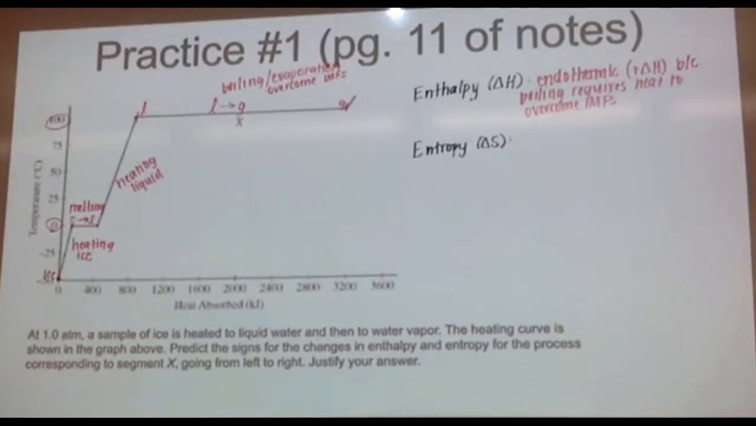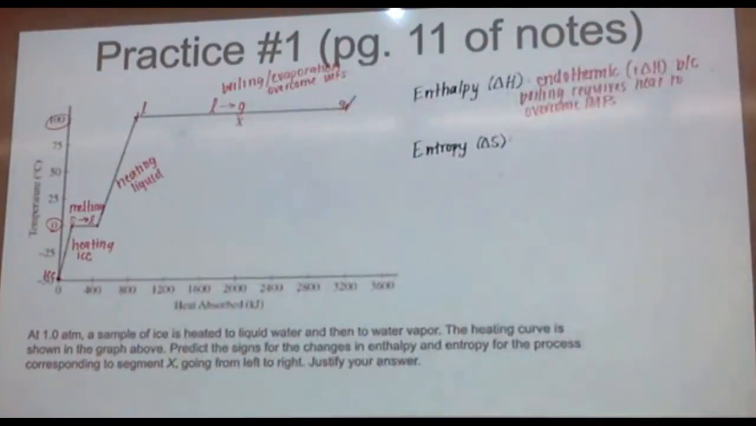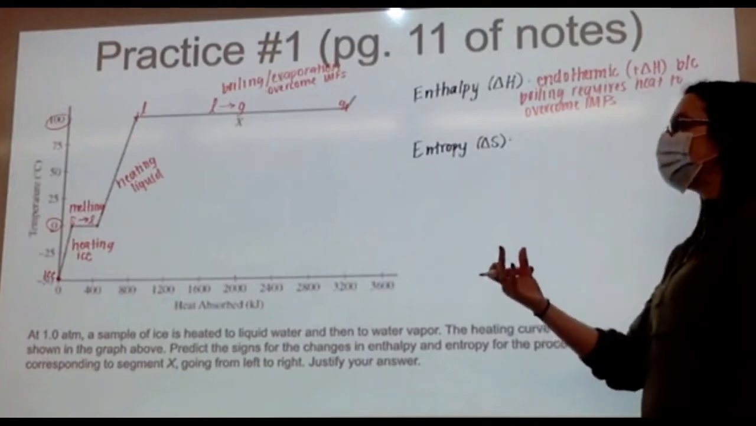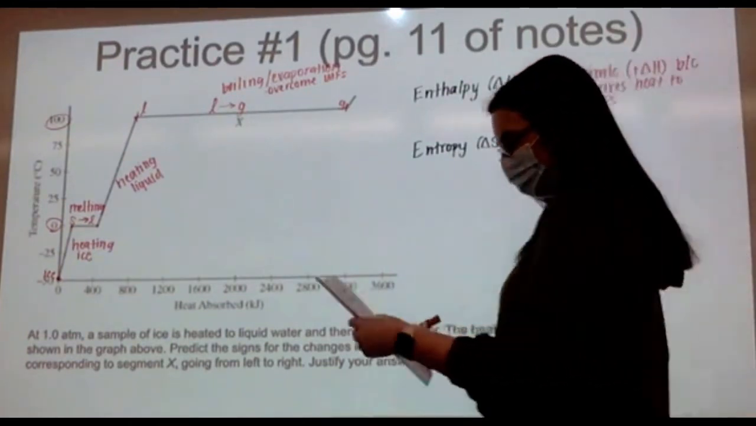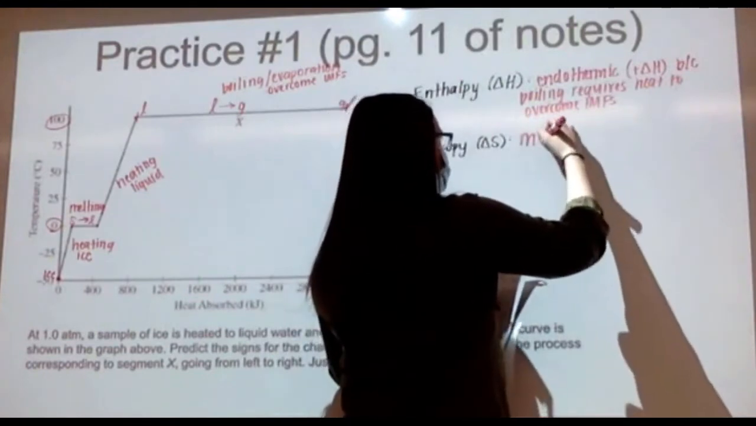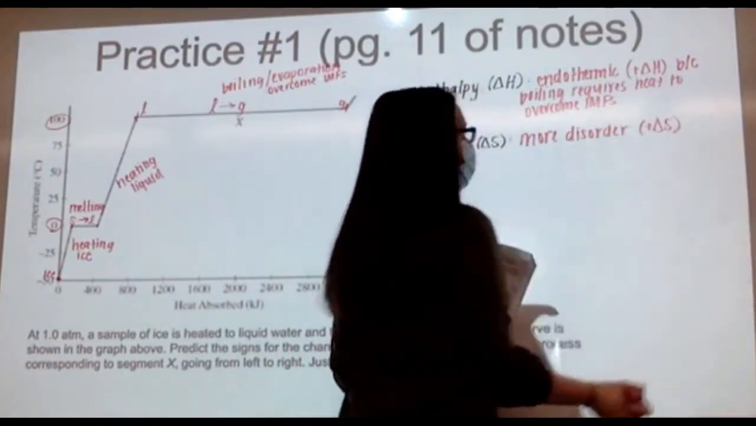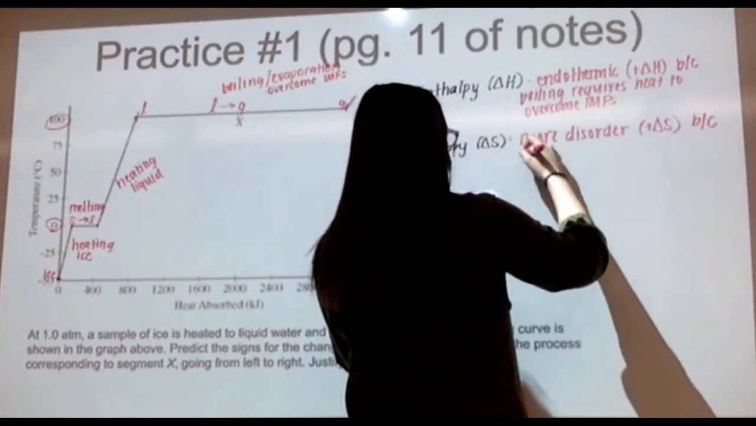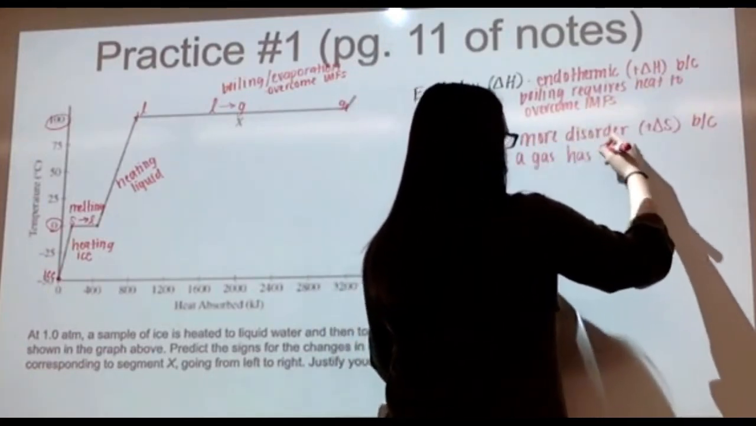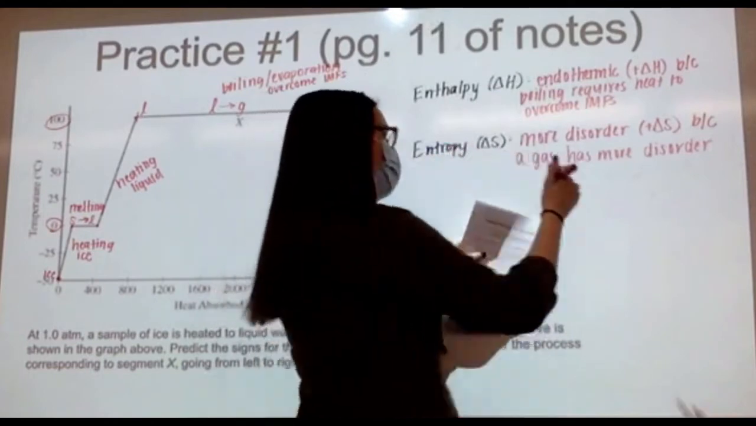Forming something releases energy. And then for entropy, we're just thinking about the disorder. So we're going from a liquid to a gas. We just look at the states of matter. Liquid, the molecules are close together, essentially moving in place. Gas, the molecules are all over the place. Gas has more disorder than liquids. So if gas has more disorder, that means we have a positive delta S. And I'll say because a gas has more disorder, or we could say the gas molecules are more dispersed, they're more spread out than a liquid.